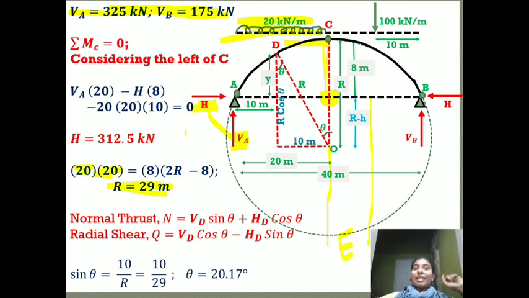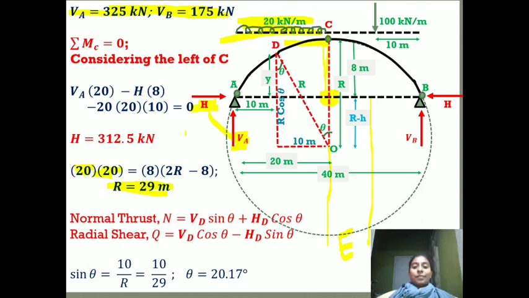I told you earlier, the span length of the arch is 40 meters. That means the diameter is greater than 40 meters, which means your radius will be greater than 20 meters. So if you get a value for the radius less than 20 meters, then your answer is wrong. We should get greater than 20 meters. So the radius R is equal to 29 meters.